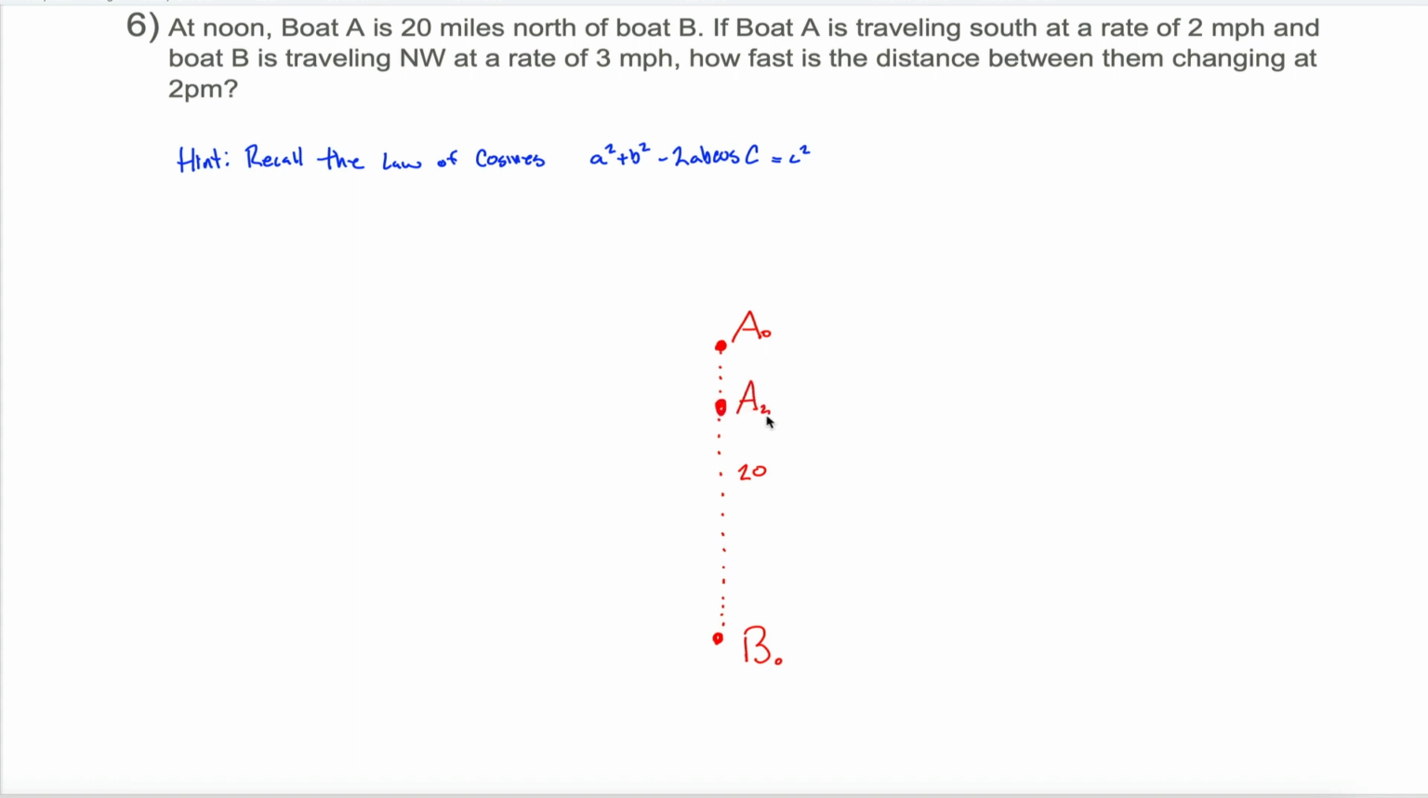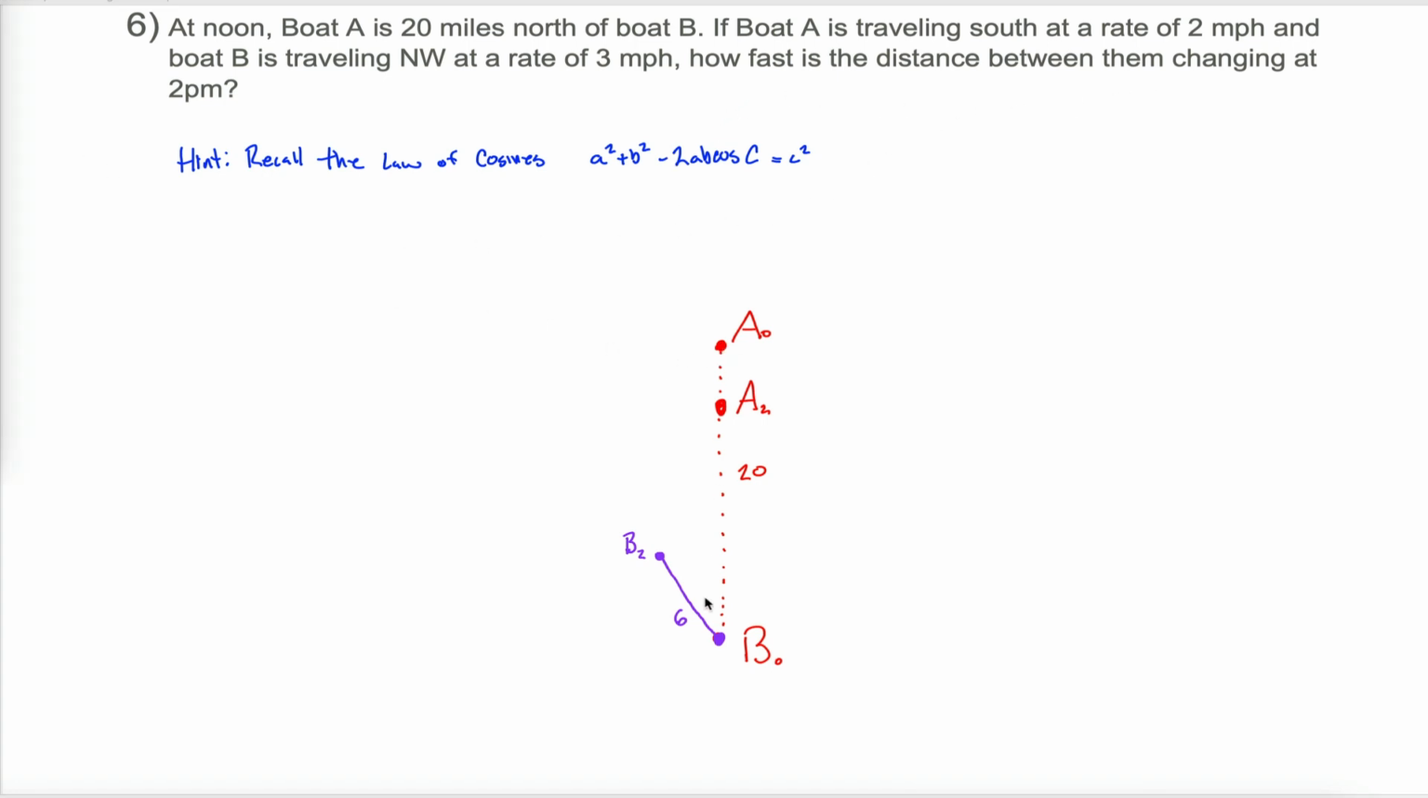I don't know, maybe A with a little 2 in the subscript. Unfortunately, boat B isn't just traveling west, boat B is traveling northwest. So kind of taking this path like this, 3 miles per hour for 2 hours, it sounds like boat B has traveled 6 miles and ends up over here at 2 p.m. What I'm interested in is the distance between these boats.